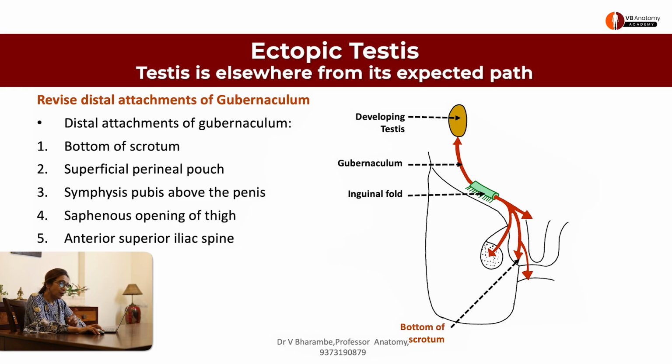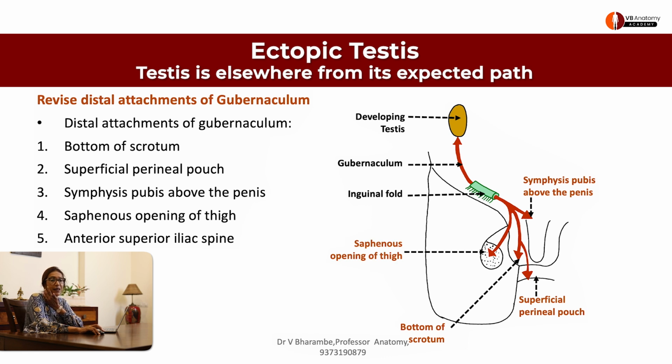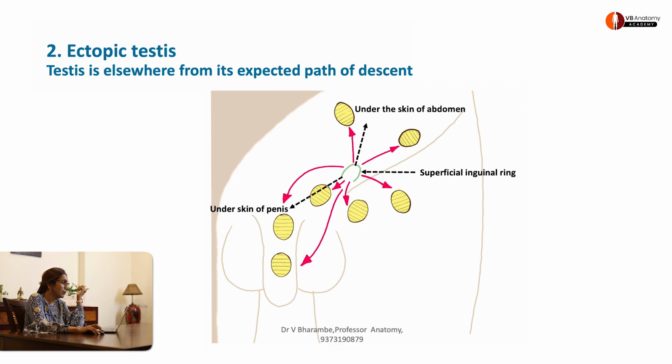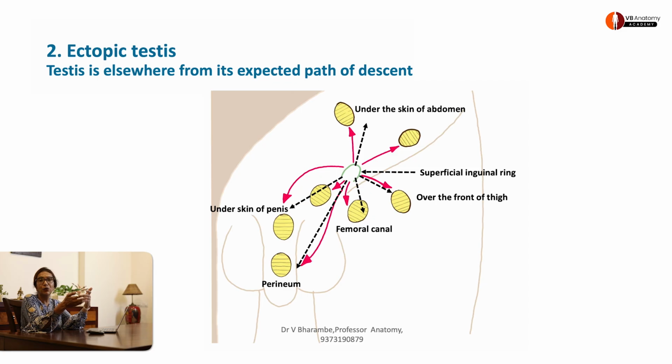You remember, normally at the bottom of scrotum, sometimes in perineum, base of penis, saphenous opening, anterior superior iliac spine, and so on. So when the testes come to the superficial inguinal ring, they can go to the anterior abdominal wall below the skin, they can go under the skin of the penis, they can go into the perineum, they can go into the femoral canal or into the anterior aspect of the thigh. So you have to look for testes in all these places. These are ectopic testes.